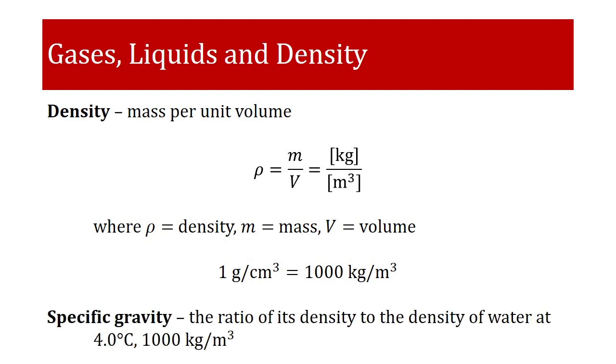Naa pod tay gitawag nga specific gravity. This is simply the ratio of its density to the density of water at 4 degrees Celsius or 1,000 kilograms per cubic meter. Though gitawag ni siya og specific gravity, pero wala ni siya kalabutan sa gravity. The proper term for this could be relative density because we are relating the density of a material to the density of water at standard conditions.